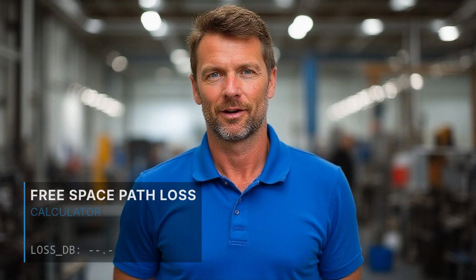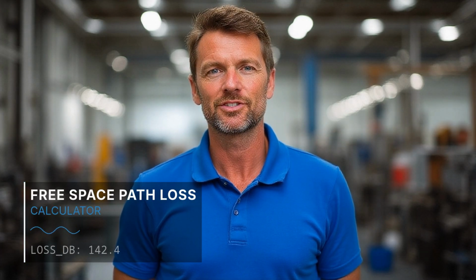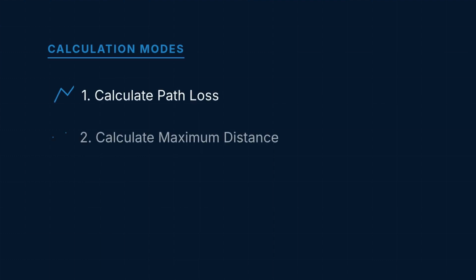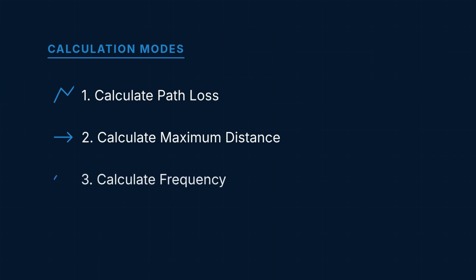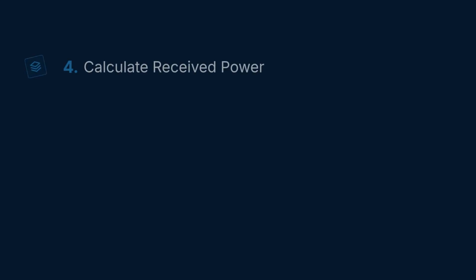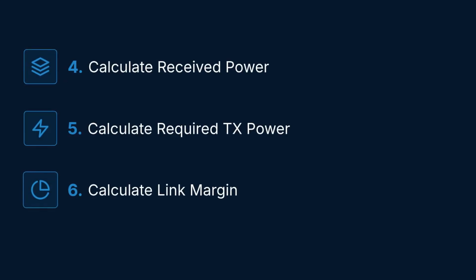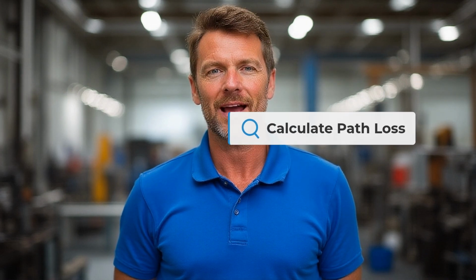The Free Space Path Loss Interactive Calculator helps you determine signal loss in wireless communication systems. This calculator has 6 calculation modes: calculate path loss, calculate maximum distance, calculate frequency from path loss, calculate received power, calculate required TX power, and calculate link margin. For this demonstration, I'm using Calculate Path Loss mode.